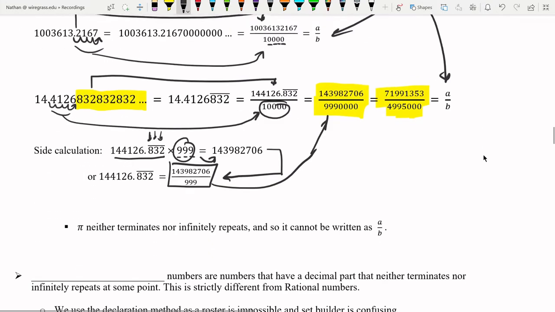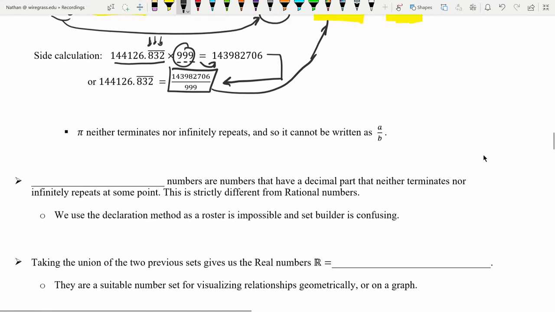Okay, let's move on from that. Pi neither terminates, it does not stop, and it will never infinitely repeat the same thing. And by default, this cannot be written as a over b. It is not a rational number. We call this an irrational number.